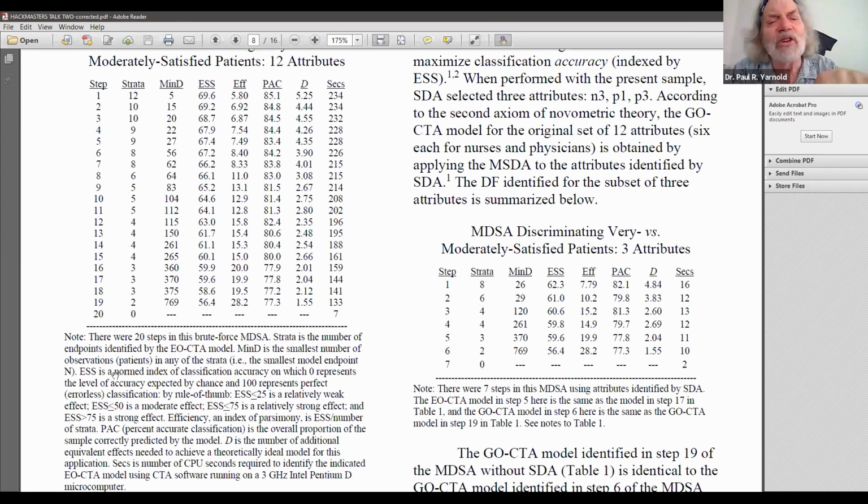On the other hand, for you theoretical types, you don't want to know that. You just want to know what really works, what works the best. And that's where you go to the other end of the spectrum.